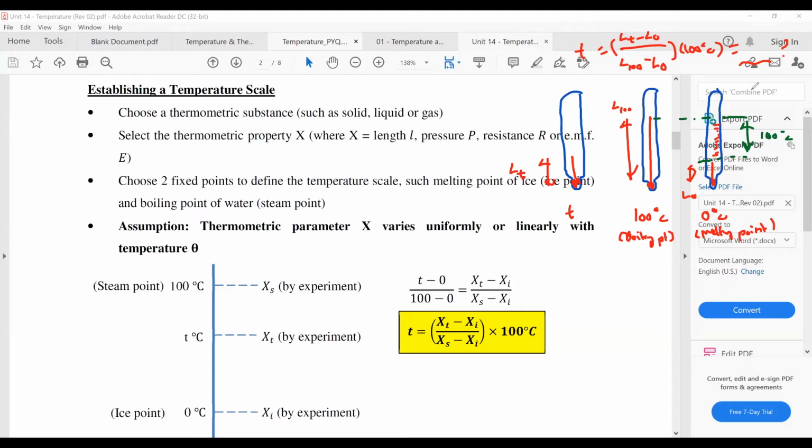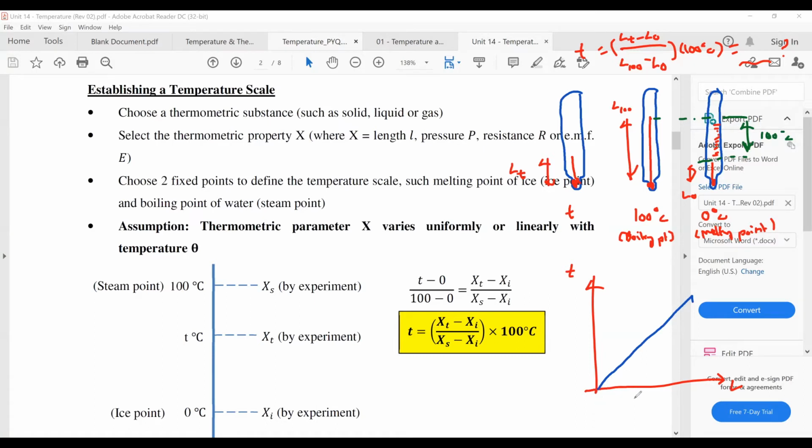It will give you the value of T itself at degrees centigrade. Why is it that I can use this? Now the reason why you can use this was because you're assuming this case in the first place. You're assuming that the variation of the length with temperature is a linear relation. It's a straight line.